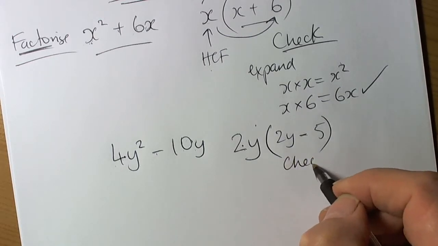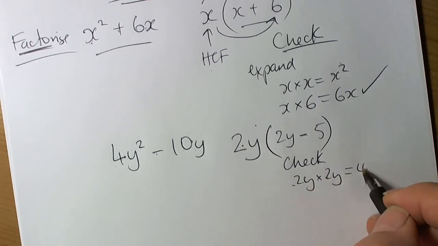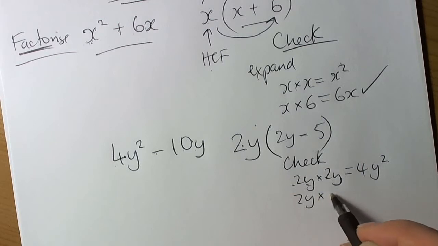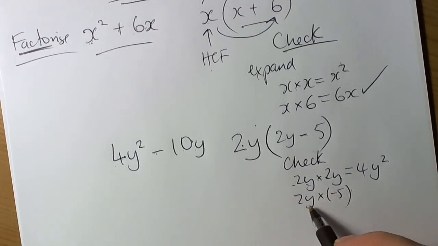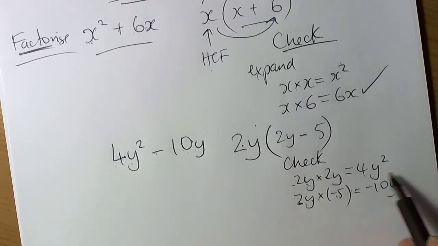Again, the check. 2y times 2y, 2 times 2 is 4, y times y is y squared. 2y times negative 5, remember you should always put the negative in a bracket, so if you're using your calculator to check and things, then you get the calculator working properly. So 2y times negative 5 has got to be 2 times negative 5 is negative 10, and there's a y, so it's negative 10y. Those were the two parts of the expression.